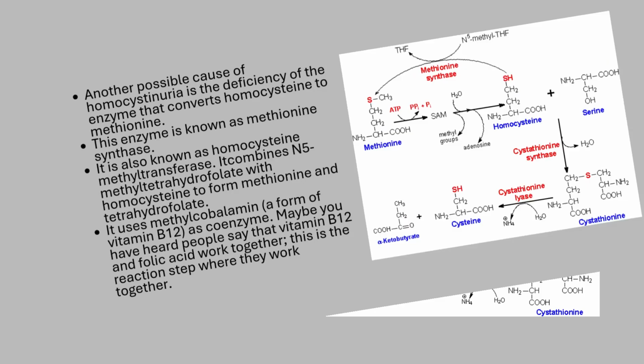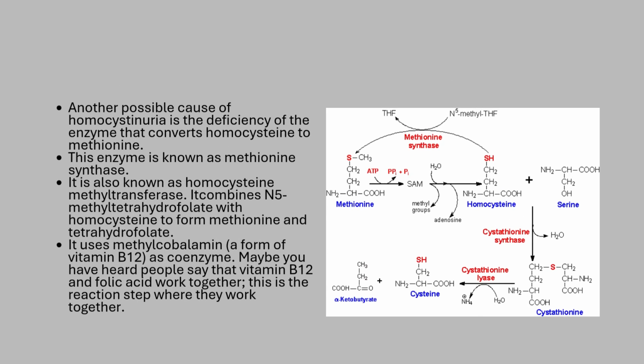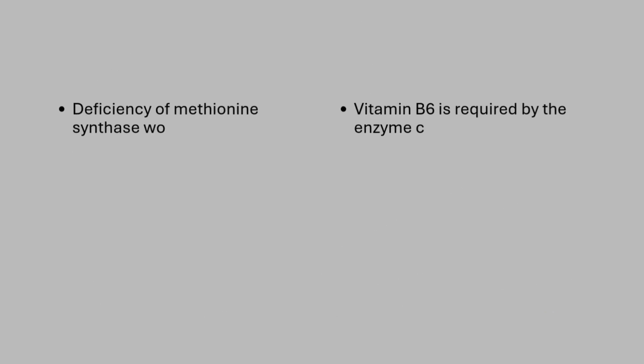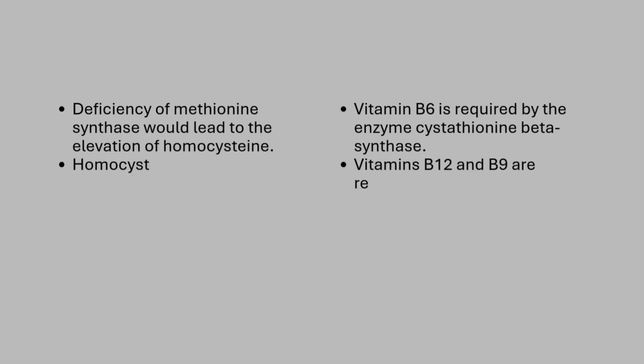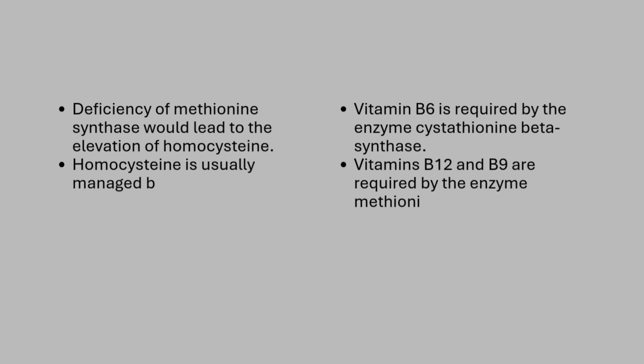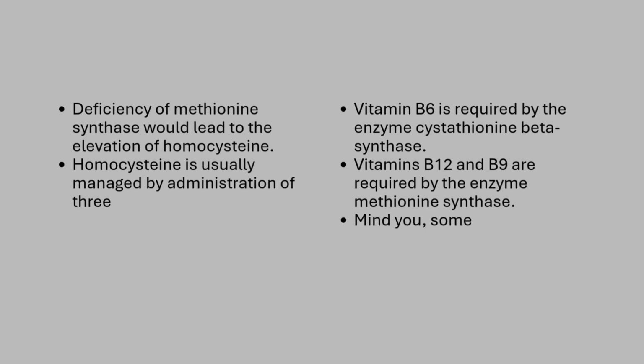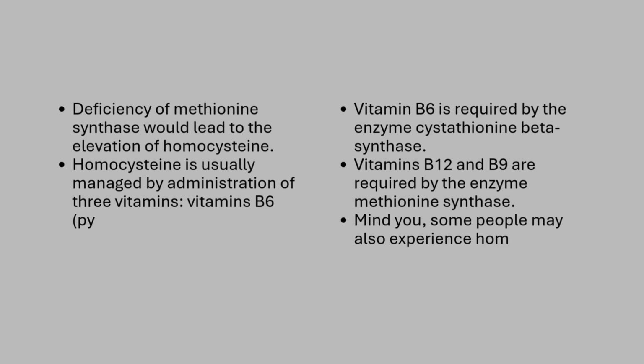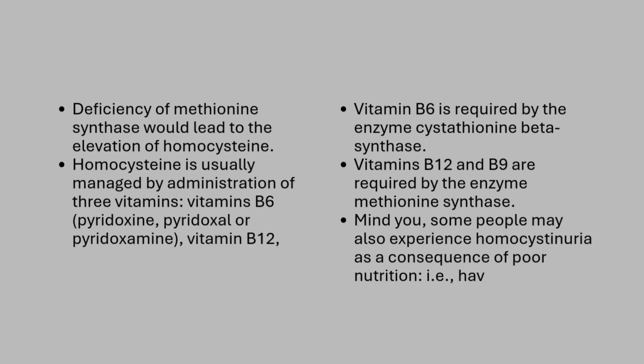Maybe you have heard people say that vitamin B12 and folic acid work together. This is the reaction step where they work together. Deficiency of methionine synthase would lead to the elevation of homocysteine. Homocysteine is usually managed by administration of 3 vitamins: vitamin B6, pyridoxine, pyridoxal or pyridoxamine, vitamin B12, and folic acid, which is vitamin B9.